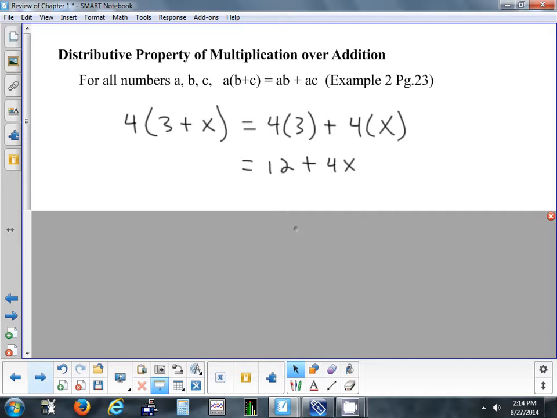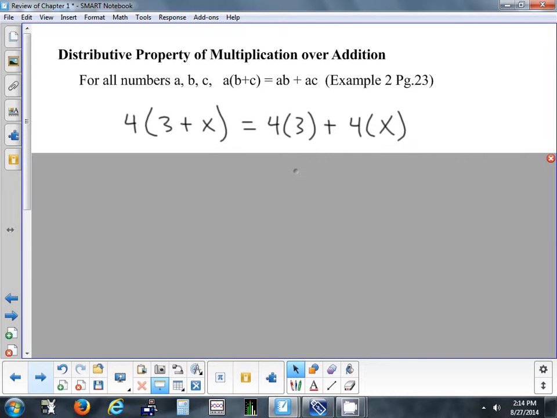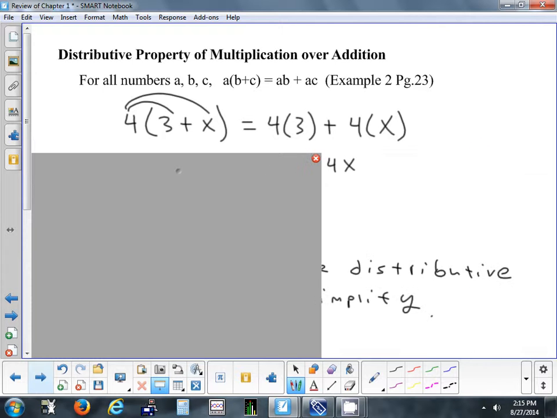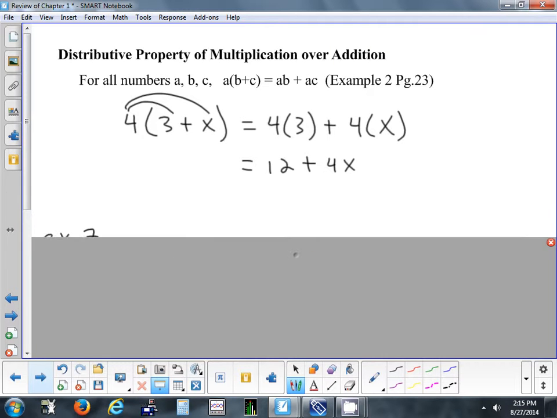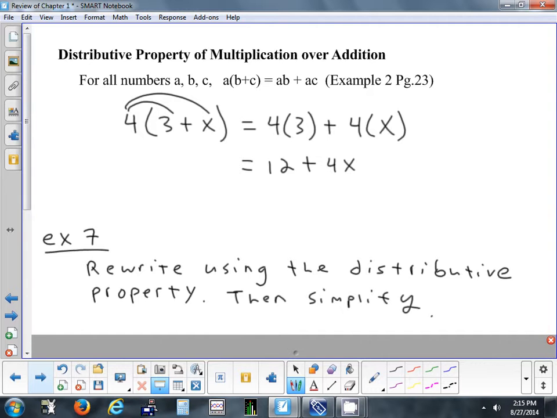I already kind of did it out, but sometimes we draw lines in to show it. Has anyone ever seen that before? Draw a line like that. What that means is to do 4 times 3, which I did there, and 4 times x, which I did right there. Now 4 times x you can't really do a lot with, just 4x. What about 4 times 3? 12. Exactly.